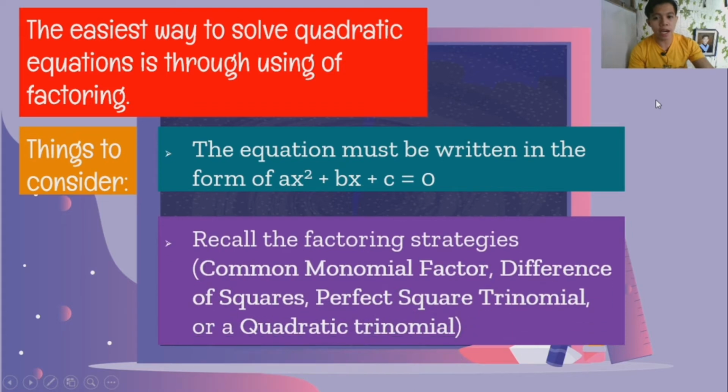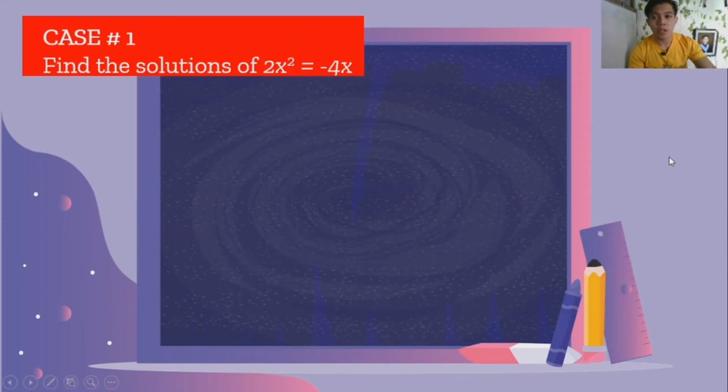And then recall the factoring strategies, no? So, i-recall natin yung factoring strategies natin. Meron tayong common monomial factor, difference of squares, perfect square trinomial, or a quadratic trinomial itself. So, marami pang iba. Okay? Kailangan natin yan i-recall muna. Okay, so let's try case number 1.